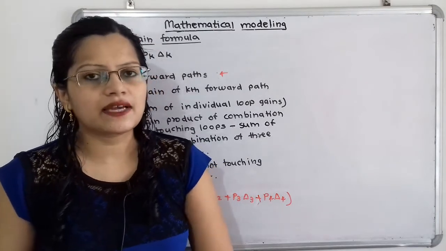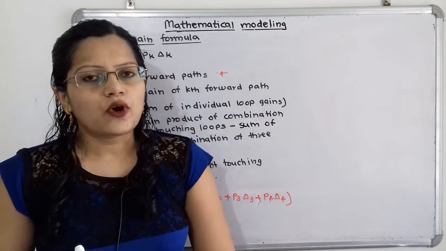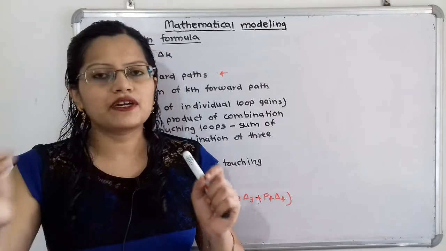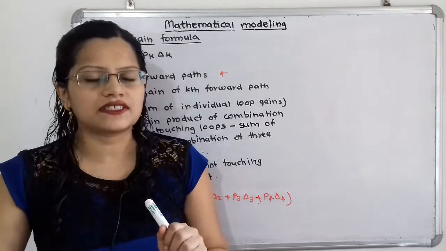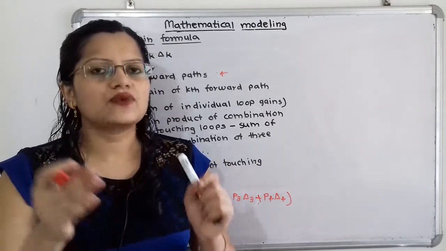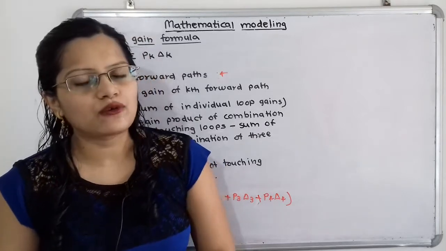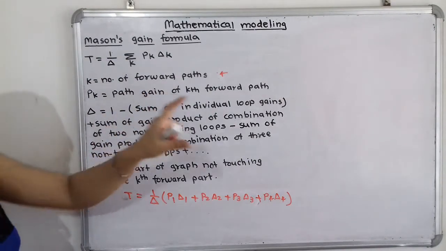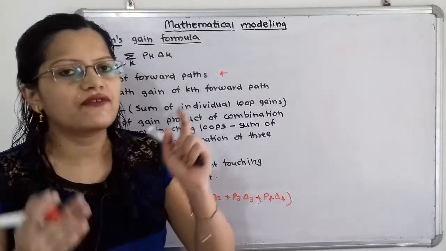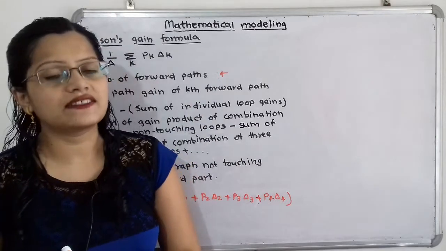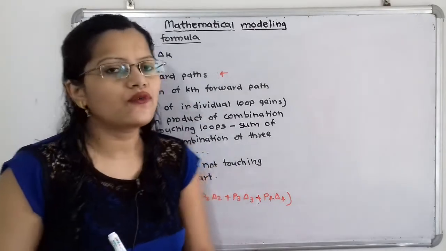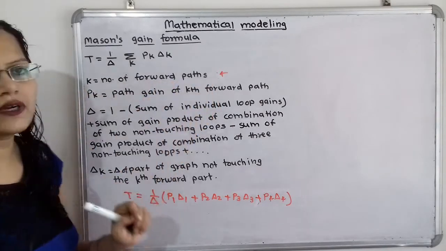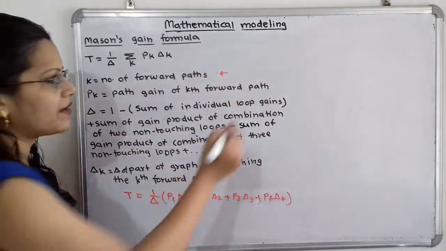Path gain is nothing but the product of the gain of the branches. So in that particular forward path, we have to see how many branches are there, and in those branches we have to find out the gain and take the product, and that is nothing but the path gain. Now if there is a given question, then from that given question, or we can say the signal flow graph, we have to first find out the value of k, that is the number of forward paths. So I will take it here one step at a time.